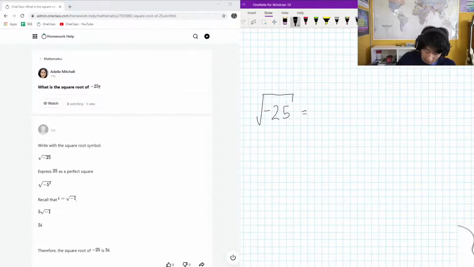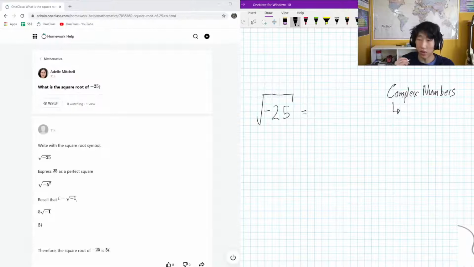Okay, so let me write that out. What we can really do with complex numbers is we are going to allow ourselves to take the square root of negative numbers. Allows us to square root negatives.